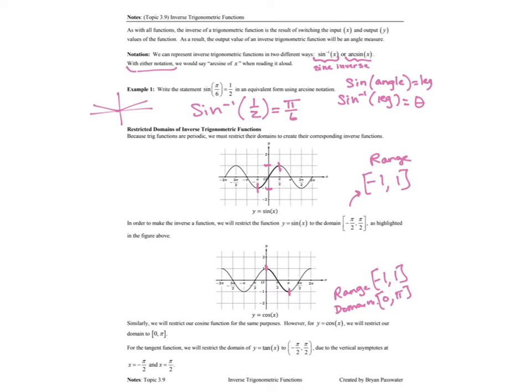So for tangent, we can go from negative pi over 2, which is that first asymptote, to positive pi over 2, because we see tangent values everywhere in between. Due to the vertical asymptotes, the domain of the tangent function will go from asymptote to asymptote. That'll catch all real numbers. Range would be all real numbers with parentheses, not brackets. Good. Questions on that?